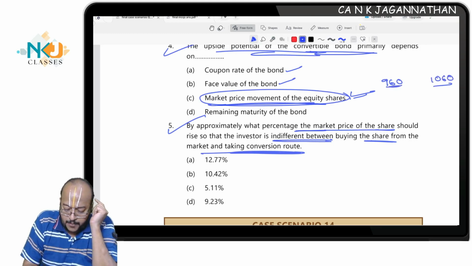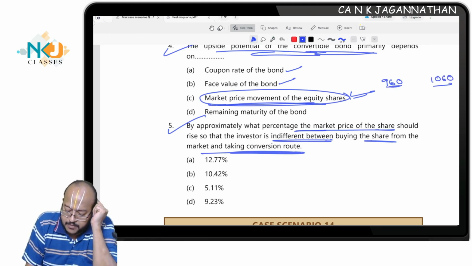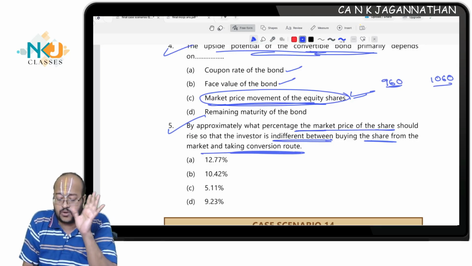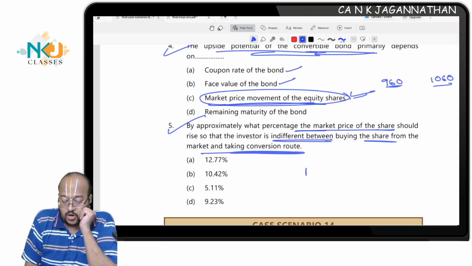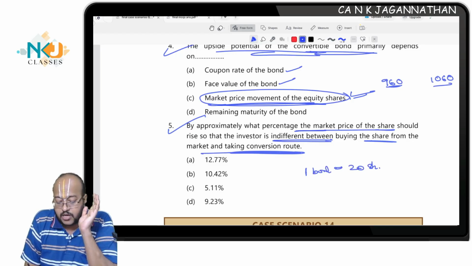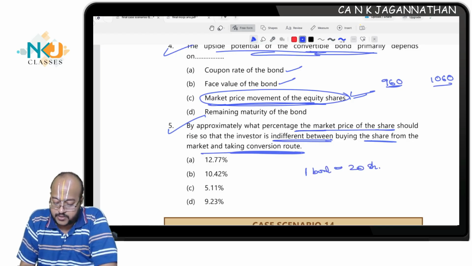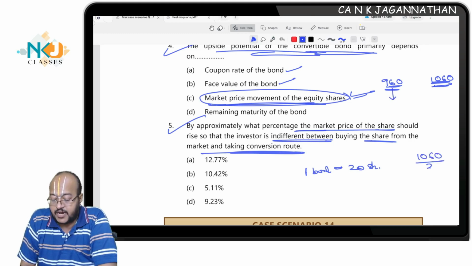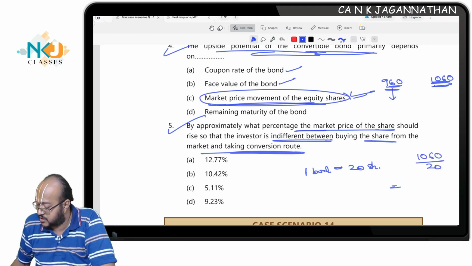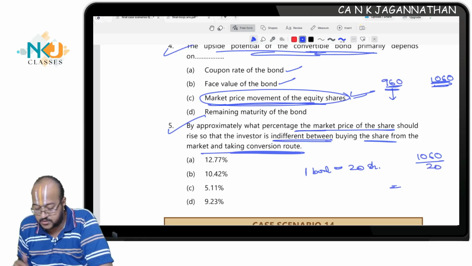Agreed? So approximately what percentage should the market price of the share rise so that the investor is indifferent? For one convertible bond, how many shares are being issued? 20 shares are being issued. Agreed? To reach an indifference price, the conversion value and the market price of the convertible bond should be equal, which means the conversion value should reach 1060. Divided by 20 shares, how much is that? 53.